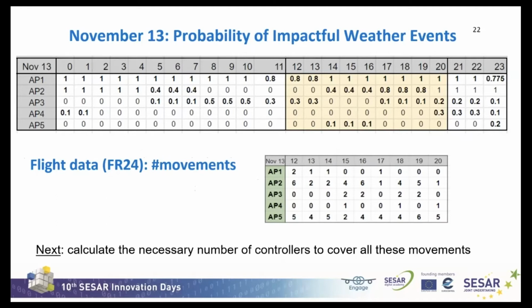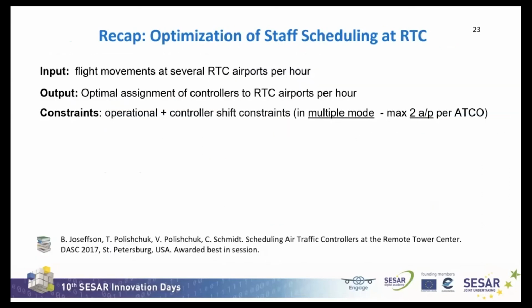And as a next step, we analyze flight data from Flightradar24 to obtain the number of movements, either departures or arrivals, at each hour at each of the airports. And now we are all set to start calculating the necessary number of controllers to cover all these movements. We use the optimization framework developed by our group for optimization of staff scheduling at RTC, which inputs flight movements at several airports per hour and outputs optimal assignment of controllers to RTC airports per hour. And with respect to the operational constraints and controller shift constraints, for example, no more than 2 airports can be controlled by 1 ADCO.